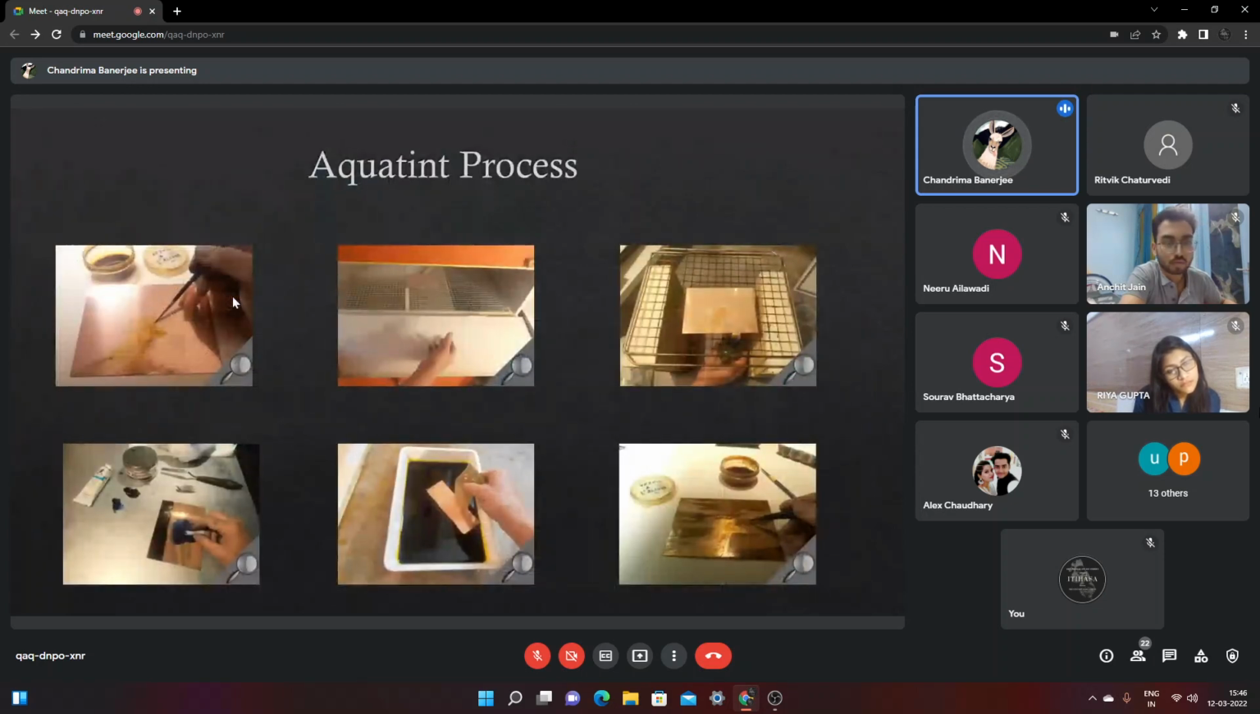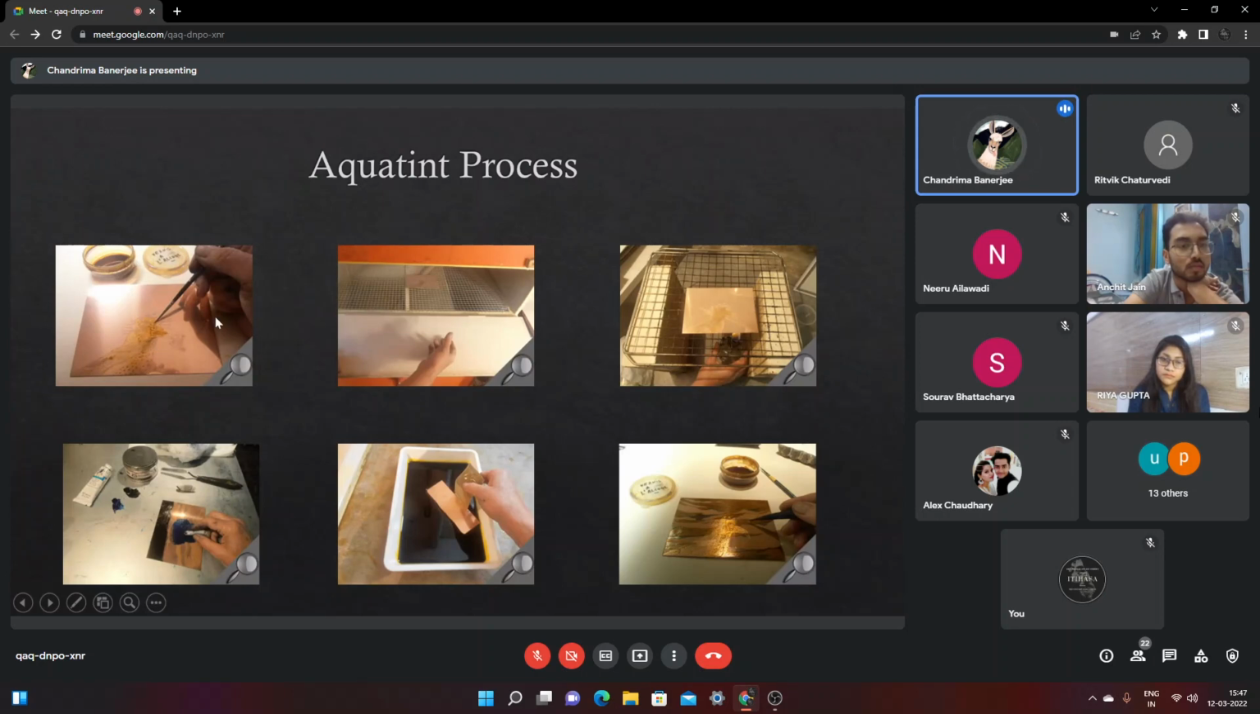Before I begin with the representations, I'll try to familiarize you with the aquatint process, since most of the slides I'll be presenting are depictions of aquatints. So just to give you a brief about what aquatint actually is: it's a printmaking process where you take a copper or zinc plate, as shown here, and apply varnish on it. The varnish is acid-resistant.